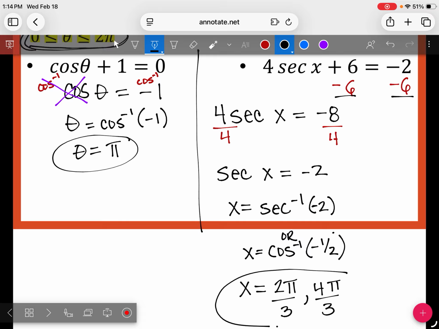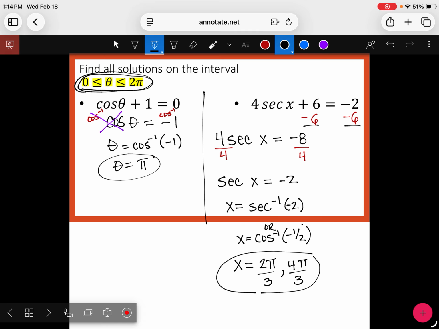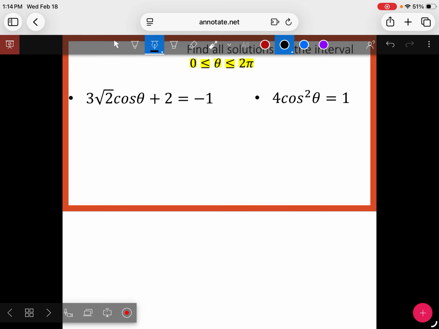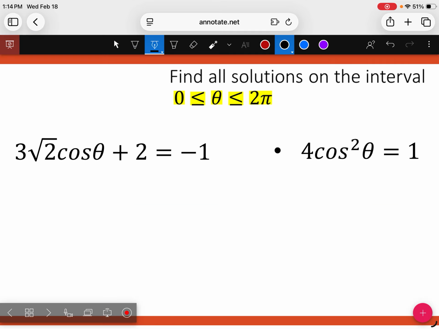Who had that for their 2 solutions? All right, what do you think so far about solving equations? Are they crazy? Not yet? All right, let's keep raising the difficulty. Go ahead and copy these down. Same thing, all 4 quadrants.